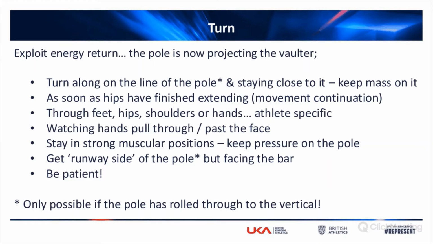And as I've already alluded to, if the athlete can turn early enough, they can actually get on the runway side of the pole, but facing the bar, which if you haven't rolled the pole through the vertical is very dangerous. But if you have, it's an absolutely incredible way to get massive vertical pop back off of the pole.